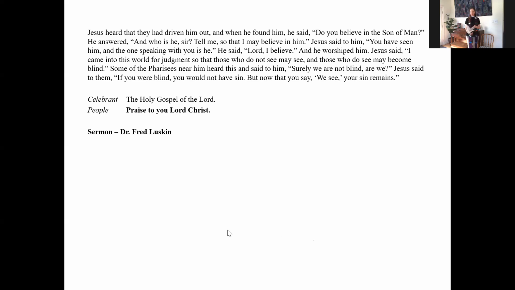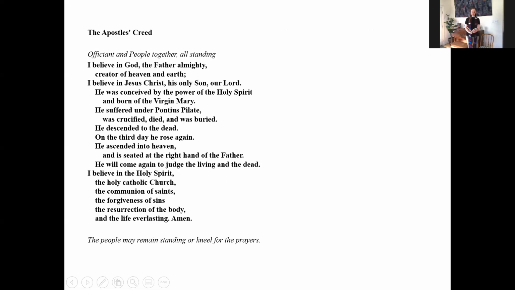Getting our bulletin back online, and we'll continue with the Apostles' Creed. A little bit different from the Nicene Creed that we normally say on Sunday.